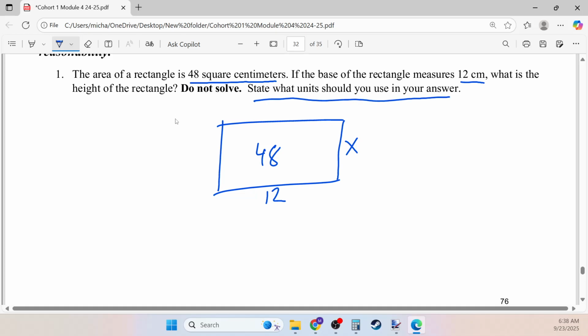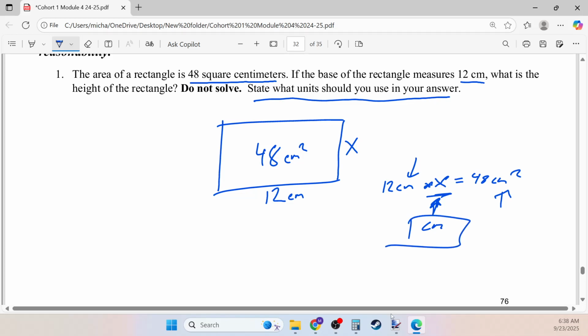Okay. So if we have 48 centimeters squared and we have a side that is in centimeters, we know that we have 12 centimeters times something equals 48 centimeters squared. We have centimeters times something equals centimeters times centimeters. This means that this something has to have centimeters in it. Our units should be in centimeters. And that matches with we have a length and we have a height. Those are both one-dimensional.